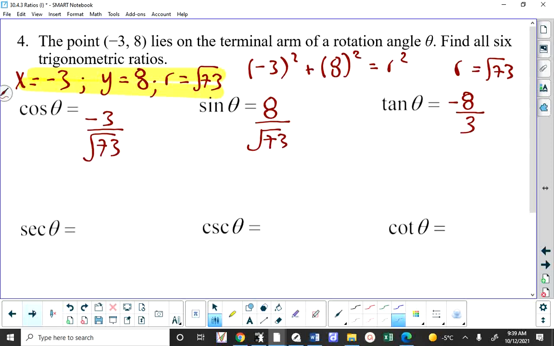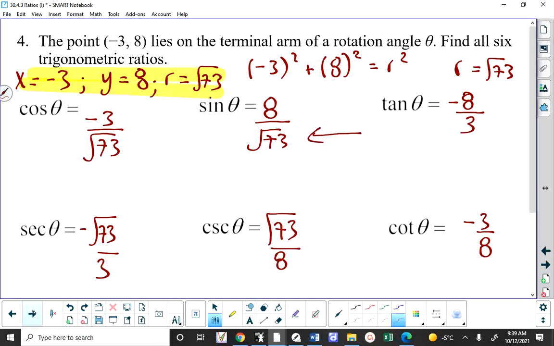The three reciprocal trig ratios, well, flip those three things over and you have their corresponding partners in trigonometry called the reciprocal ratios. This would be root 73 over 3, and it's negative, of course. When you take a reciprocal of a negative, it doesn't change to positive, it just flips over. This would be the reciprocal of sine, this is the reciprocal of tan. And we do not need to rationalize these over root 73s.